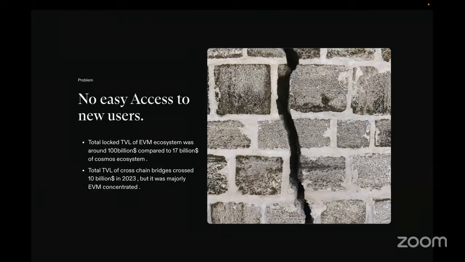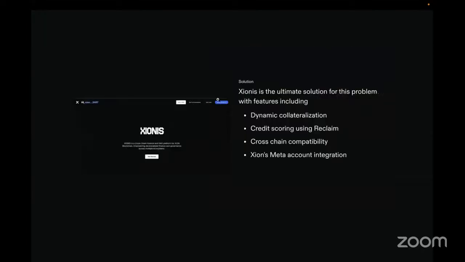As you can see, the total TVL locked in the EVM ecosystem is around $100 billion, and it is only $17 billion for the Cosmos ecosystem. And also for the cross-chain bridges, they crossed $10 billion TVL in 2023, but it was also mostly EVM concentrated. And this is basically due to the lack of cross-chain bridges between the EVM and Cosmos ecosystems. So with Zionist, we made this possible.